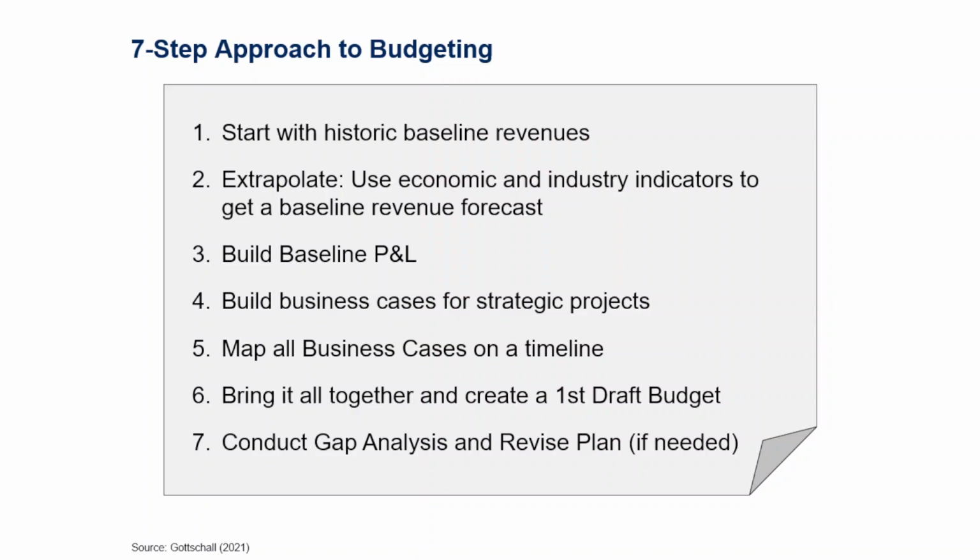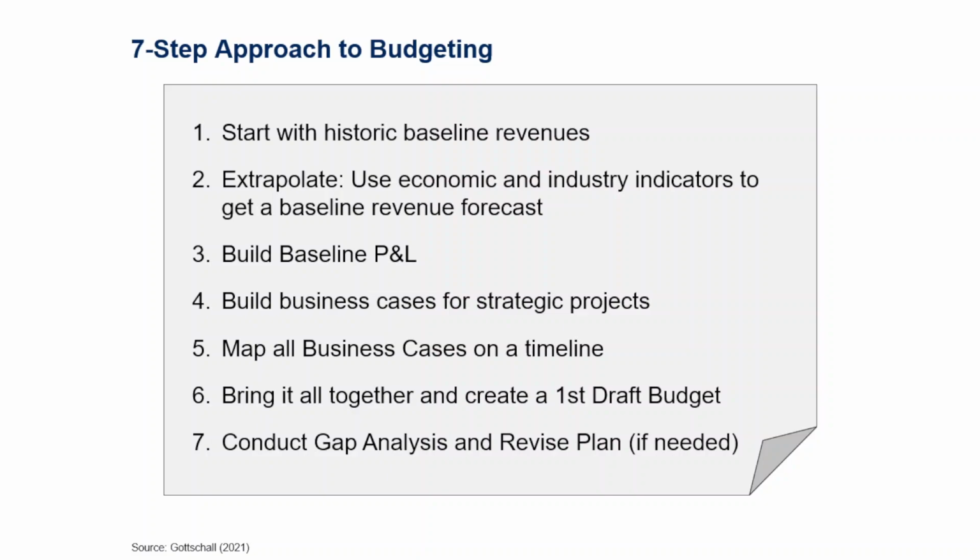Now, the approach that I would like to introduce here is a 7-step approach to budgeting. And as I said, this is the approach that I have been applying in the past couple of years in real life, in my day job. So first, we start with a historic baseline, and we use revenues for that baseline. And then we extrapolate, using economic and industry indicators to get a baseline revenue forecast for the next couple of years. And from this revenue forecast, we can then, in a third step, build the baseline P&L, so fill all the other lines of the profit and loss statement. And that gives us a baseline.